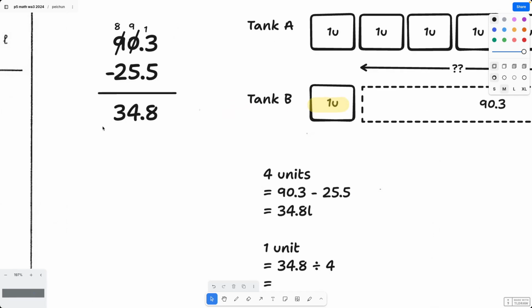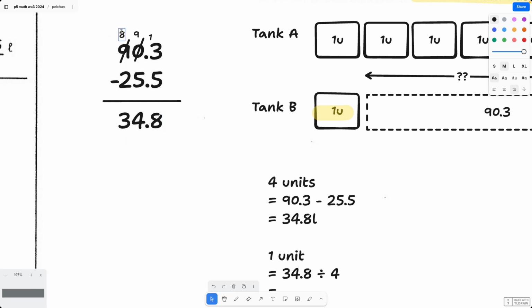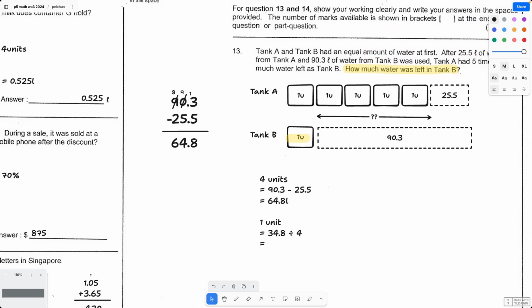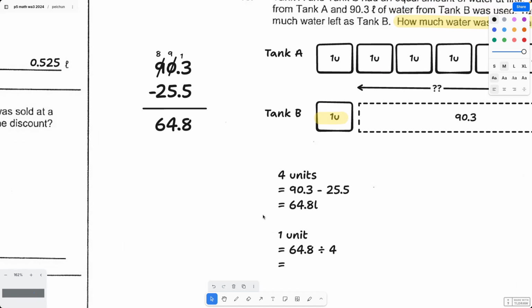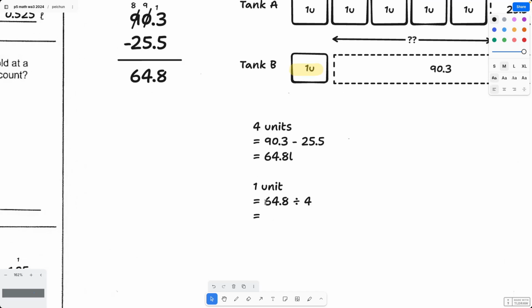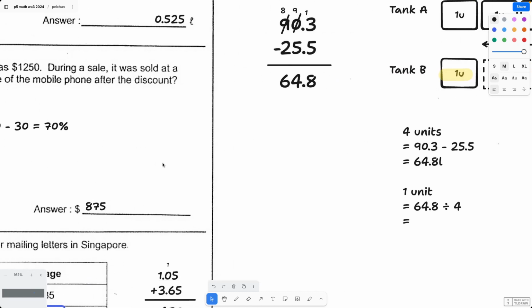Okay, one thing that I missed out. Wrong, 8 minus 2 is not 3. I don't know why I put 3. It's 6. Okay, 64.8 liters. Luckily, we see this mistake, right? I was just testing you guys. Kidding, kidding. Either way, 64.8 divided by 4, we're going to do some workings.